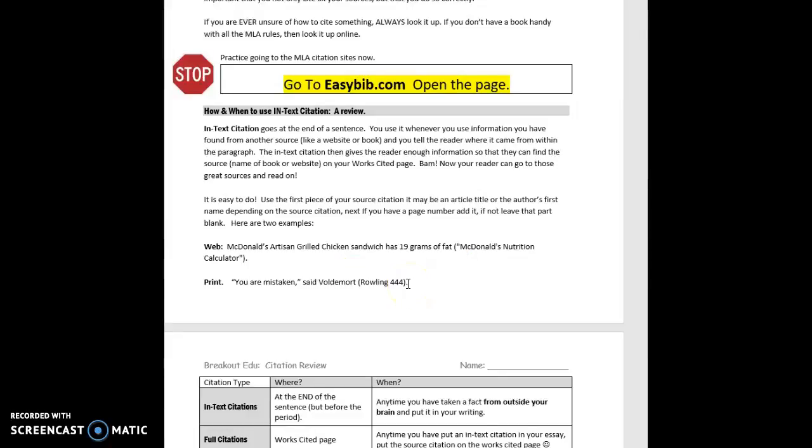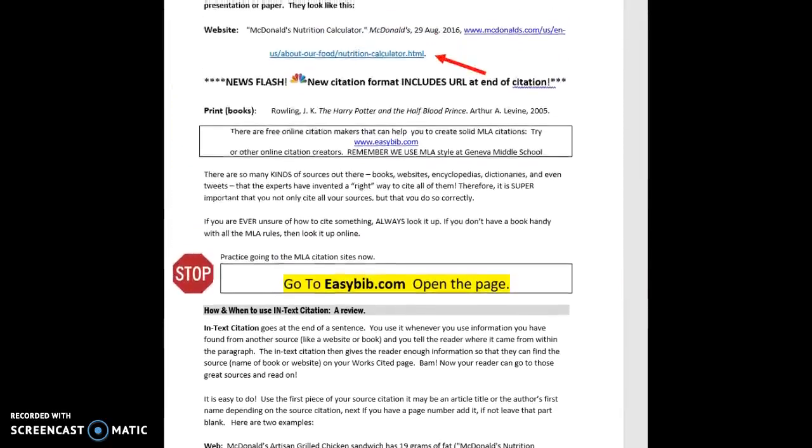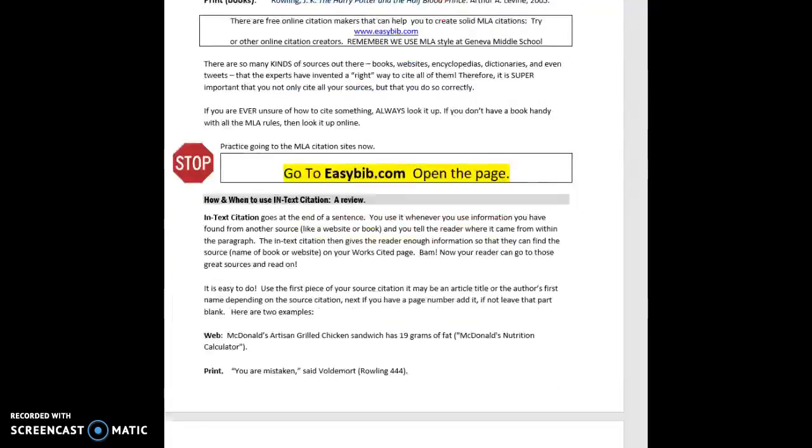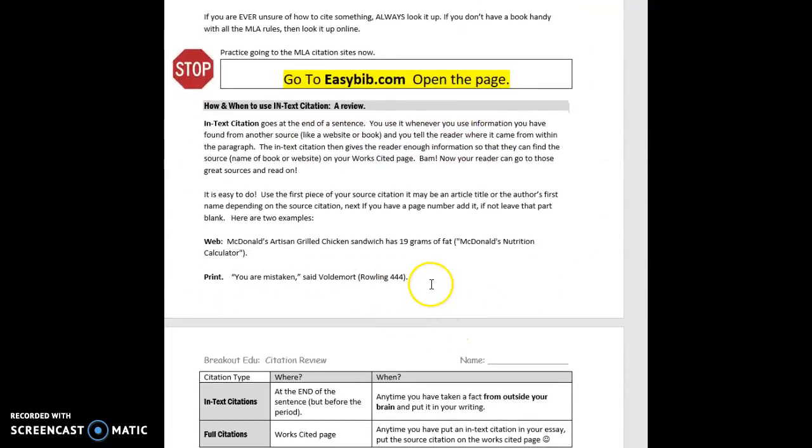Again, that lets the reader know that everything that came before that period in that sentence comes from, in this case, a book by J.K. Rowling on page 444. So let's take a look at what that source citation, the one that would be on your works cited page, looks like. The author's last name, the title of the book, where it was published, the year it was published. Now I know that it came from, there's lots of Harry Potter books, right? It came from the Half-Blood Prince. If I checked out the Half-Blood Prince online, or I went to the library and checked out the print book, I could turn to page 444 and find that exact quote on page 444.